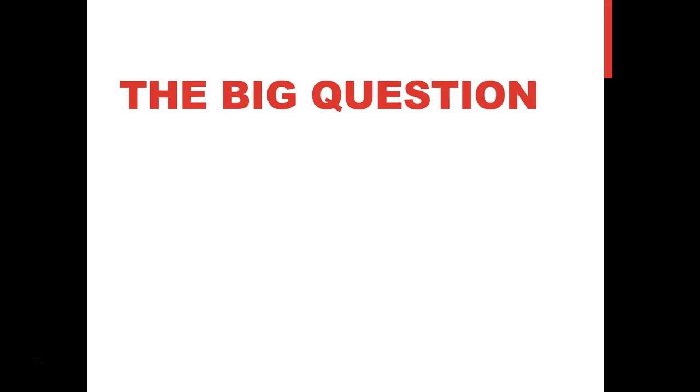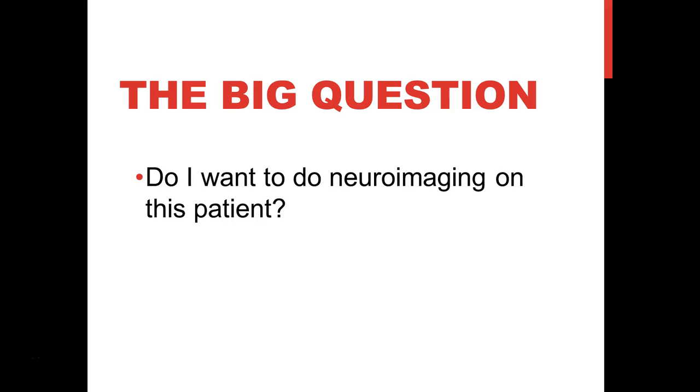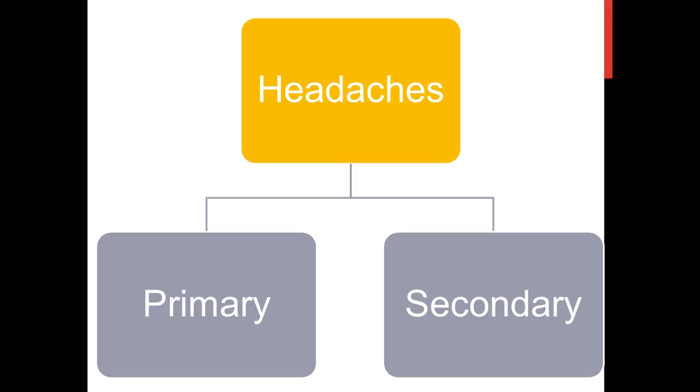There's really one big question when it comes to headaches in the emergency department, and that question is, are we going to take a picture of this person's brain? And for us, that usually means a CAT scan of the head. Obviously, we can't CAT scan everybody, so we need to figure out which patients we need to do neuroimaging on. But let's take a step back and talk about headaches.